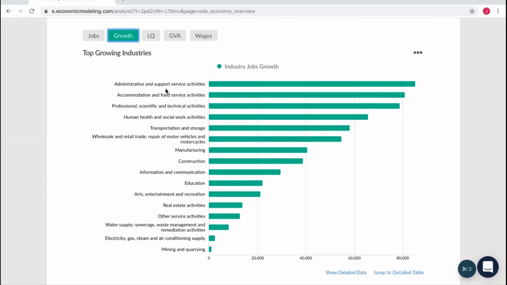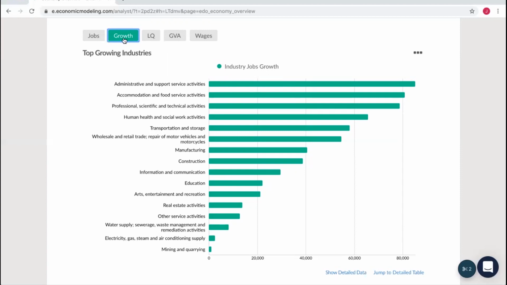Point to note on here, the top growing industries are quite low skill level industries. So admin, support service activities, accommodation and food service. We'll look at this a little bit lower down in terms of occupations, but it'd be interesting to see the occupations that are growing as well. And I can then talk to you about risk of automation.